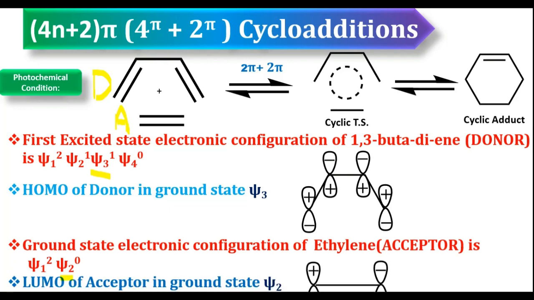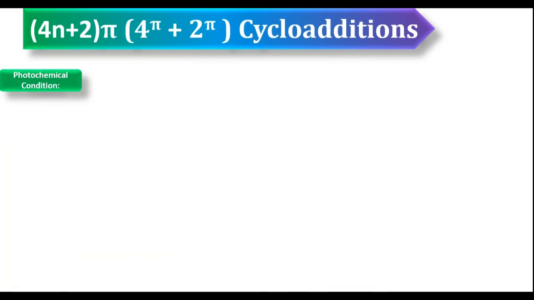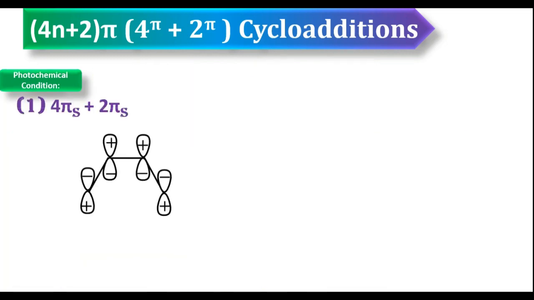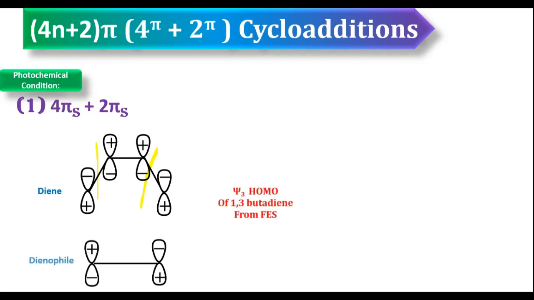So this is the LUMO. You can see, friends, this is Psi3: two nodes are present, one node present here. So now let's start the supra mode of addition. You select Psi3. I am just taking it reversed, friends. No problem. Here also you can see one node, two nodes. Okay, this is the diene Psi3, HOMO from the first excited state, and this is the dienophile Psi2 from the ground state.